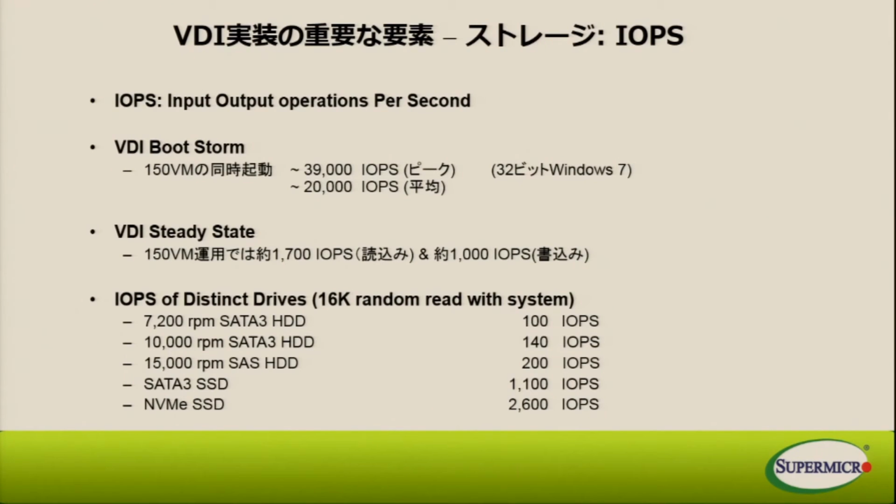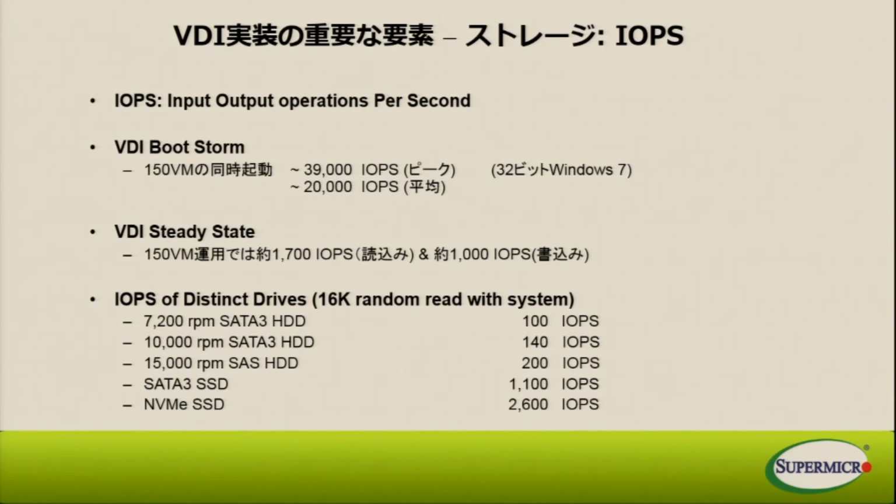Then we talk about storage. Another important factor is storage. IOPS means input-output operations per second. In VDI application, there's another thing you have to be aware of. First, the VDI boot storm, and another one is the VDI steady state. You really need to know what the requirement is for running all your virtual machines at the same time. If you boot all the virtual machines at the same time, you will probably require up to 40,000 IOPS, okay? And going to steady state is about 1,800 IOPS.